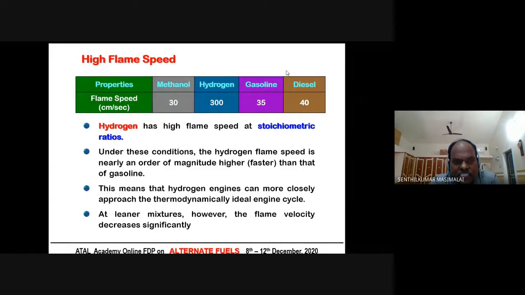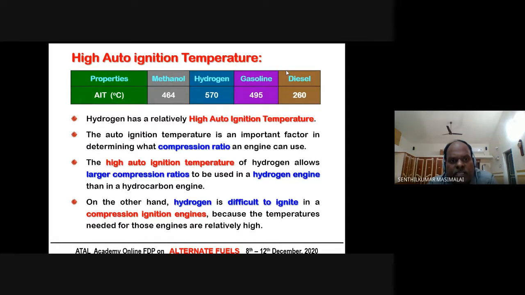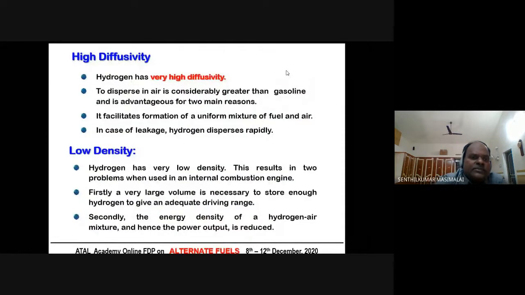The dangerous aspect is that you will have flashback. I will tell you about the problems later on. So this is about high flame speed and high auto ignition temperature, which I told you. Then if you look at the diffusivity, hydrogen is a very light gas, and it will quickly disperse. It will quickly move out.